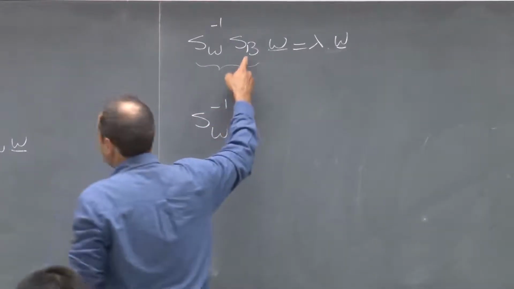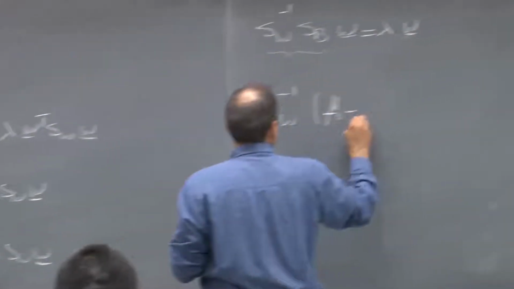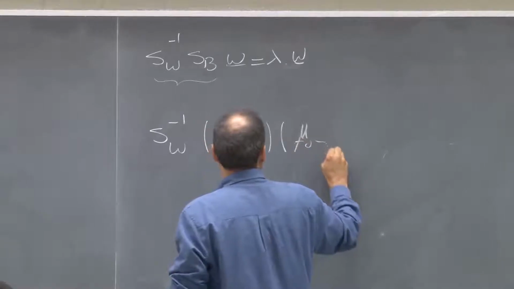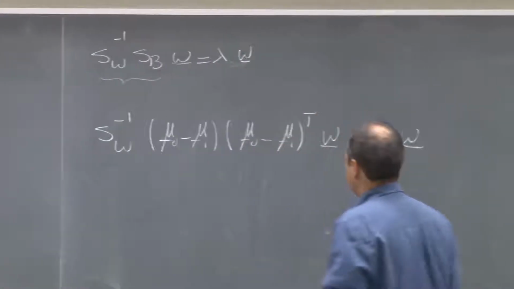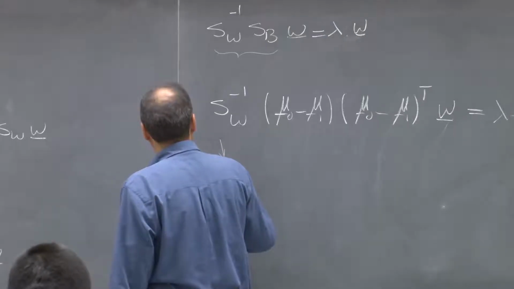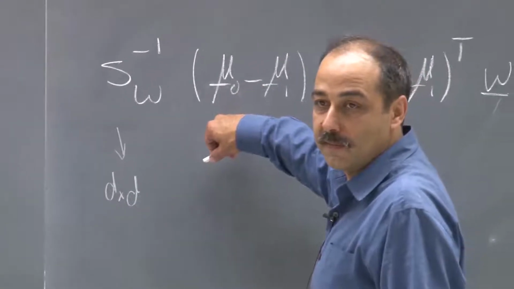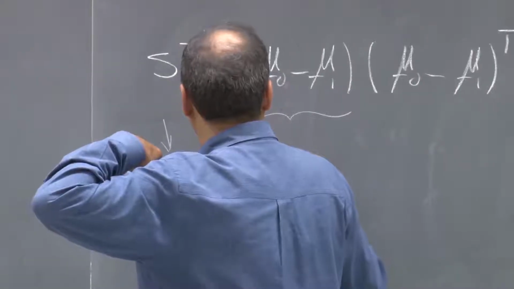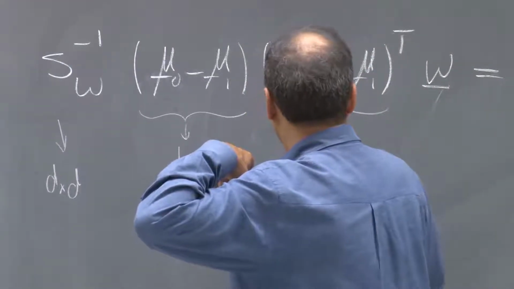SW inverse SB is the multiplication of these two vectors, times W equal to lambda W. And we need to solve for W. Okay? This is a D by D matrix, right? What's the dimensionality of mu now? It's the mean of data points, and data points are in D-dimensional space. So it's D by 1. What about this one? 1 by D. What about W?